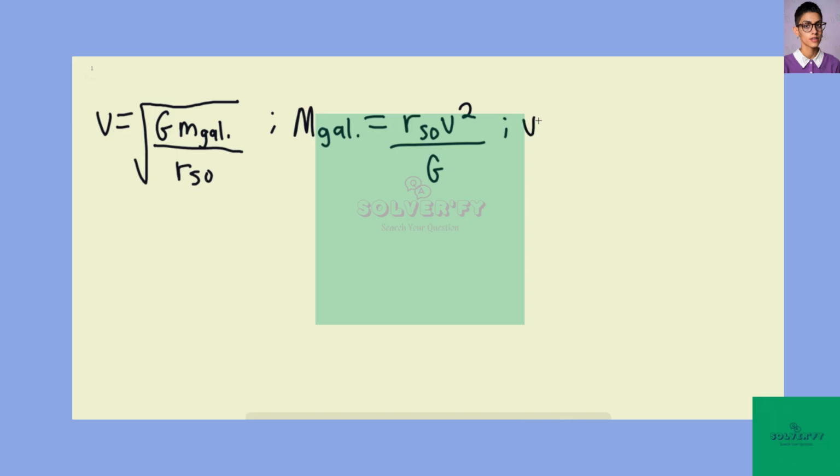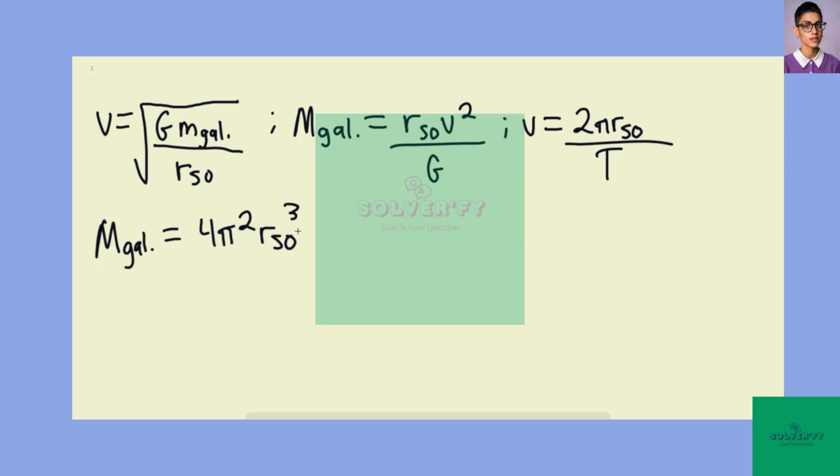We know that v is going to be equal to 2 pi times the radius of the sun's orbit divided by the period T. And so we can say that the mass of the galaxy is going to be equal to 4 pi squared times the radius of the sun's orbit cubed divided by G T squared. My apologies. And so now we can solve.